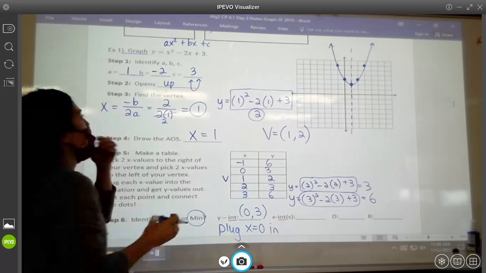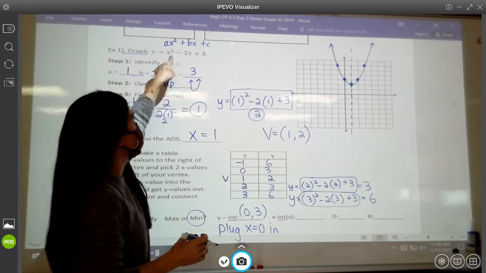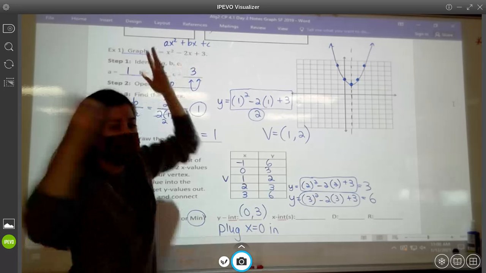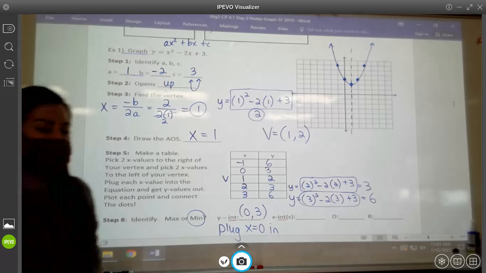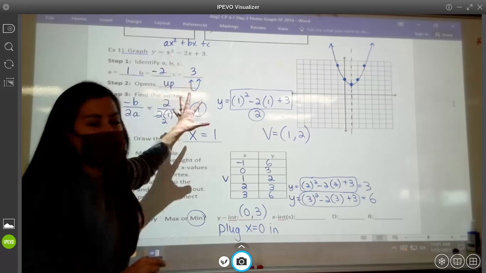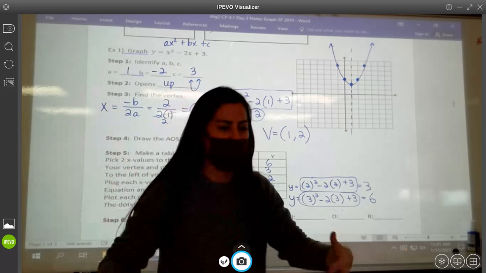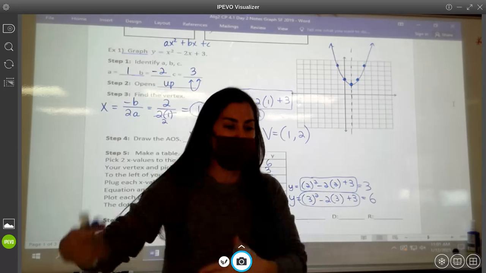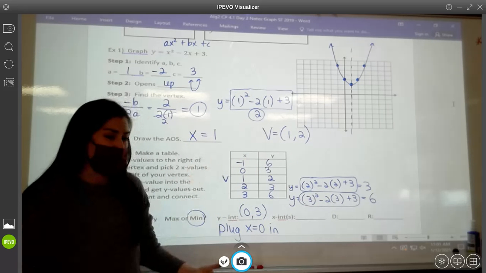And watch, if you plug 0 in, 0 squared is 0, negative 2 times 0 is 0. 0 plus 3 is 3. It's 3, I promise you. Because on tonight's homework, they're going to give you a quadratic equation, and then they're just going to ask you to find the y-intercept. You don't have to graph it. All you have to do is take the equation and find its y-intercept. So all you'd have to do is plug 0 in and see what number comes out.